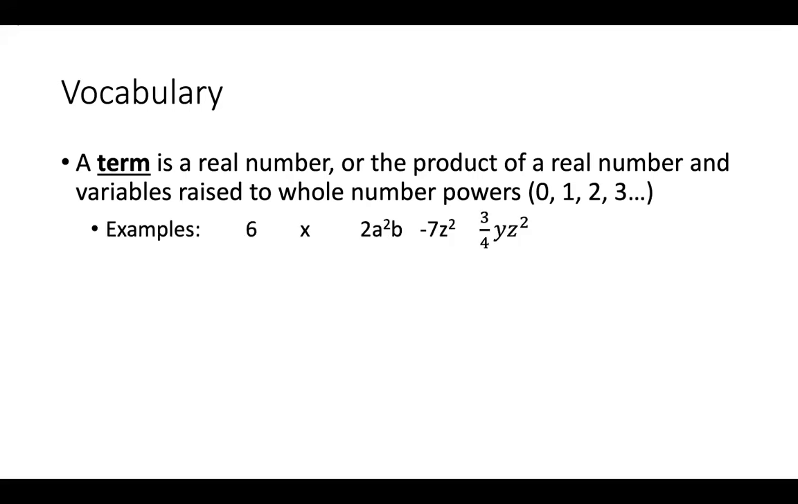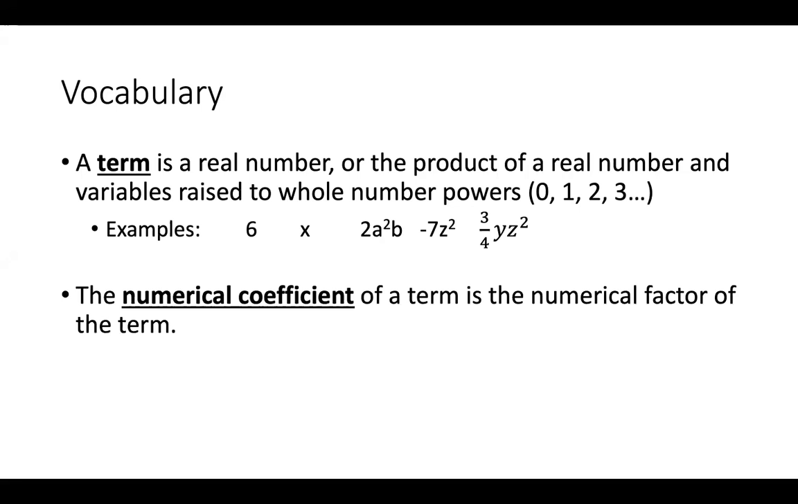All right, so here are some examples of terms. We have the number 6, which is a real number. We have the variable x. We have 2a squared b, negative 7z squared, and 3/4 yz squared. 3/4 is also a real number.